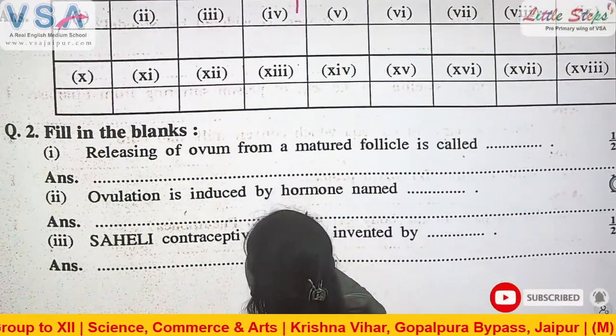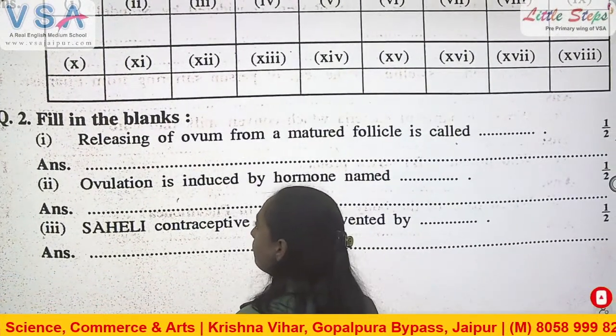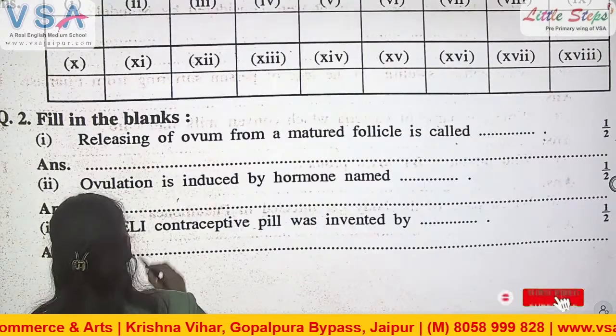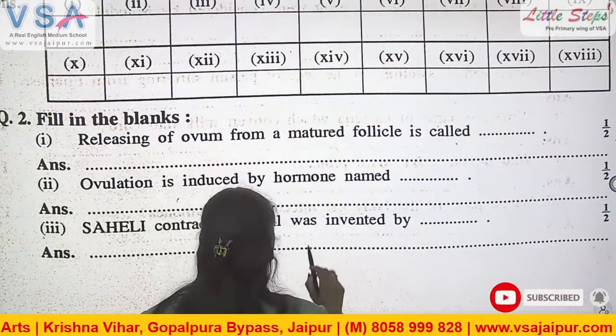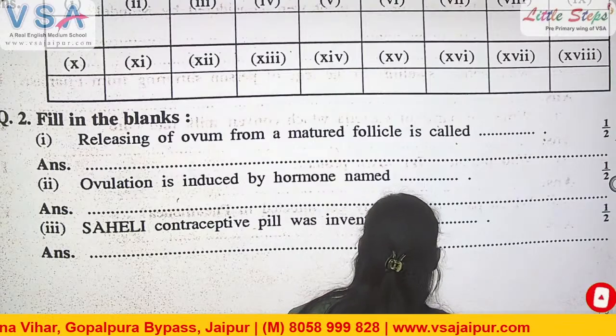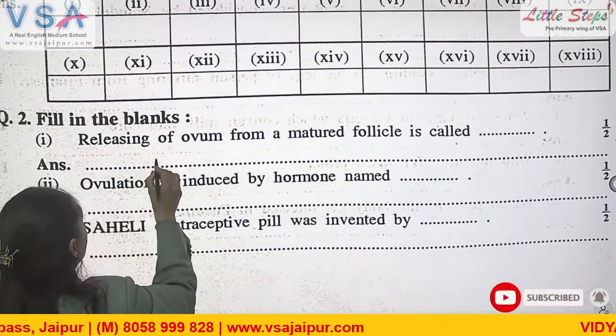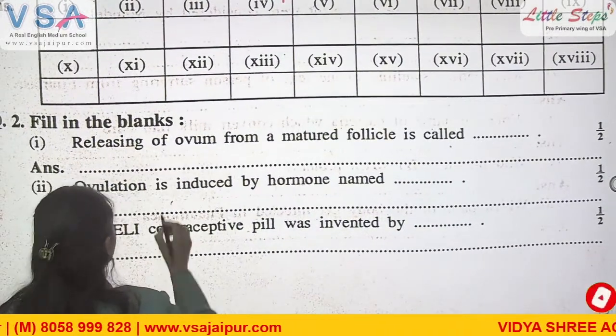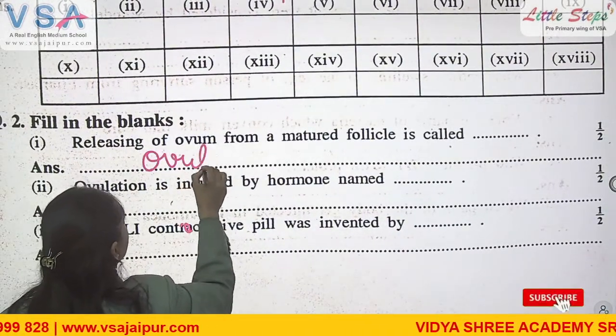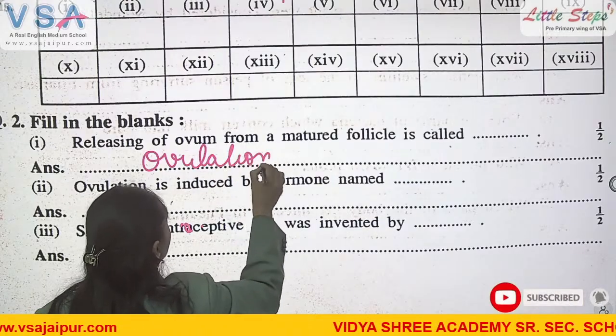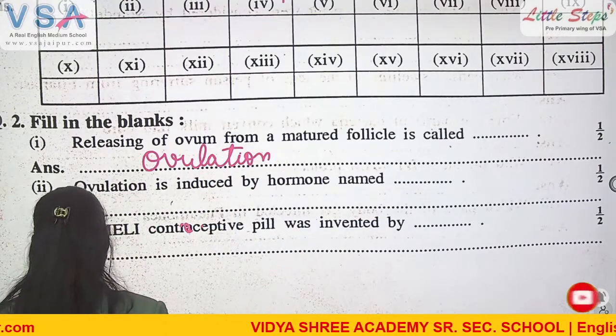Now next, these are fill in the blanks. The first is, releasing of ovum from mature follicle is called. So this is called ovulation. This is known as the ovulation.